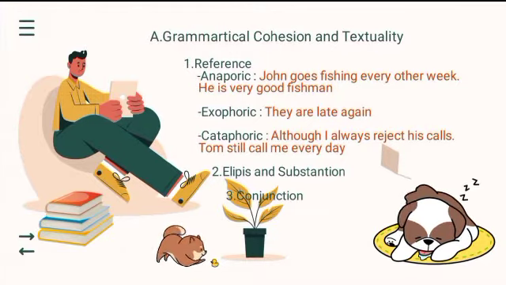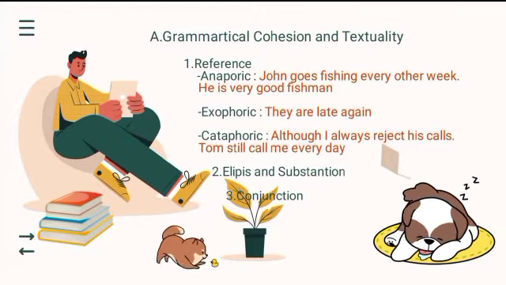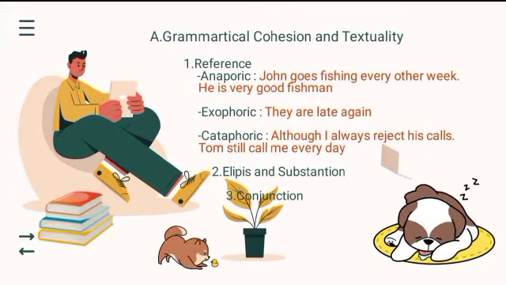I will explain the part grammatical cohesion and textuality. Grammatical cohesion and textuality can be classified into three types, namely reference, ellipsis and substitution, and conjunction. The first, reference. There are three kinds of reference that we usually use, namely A.